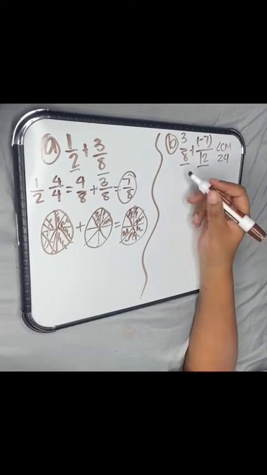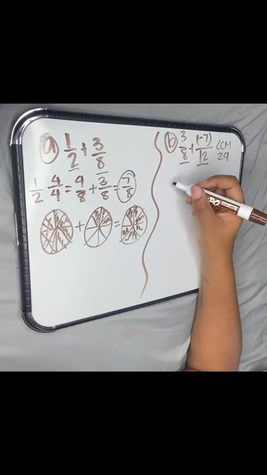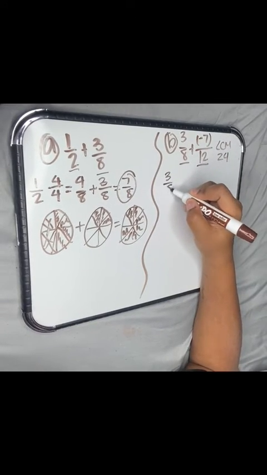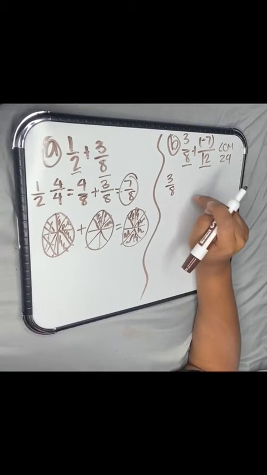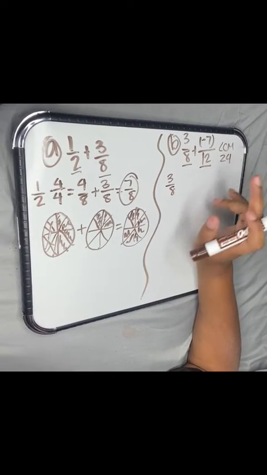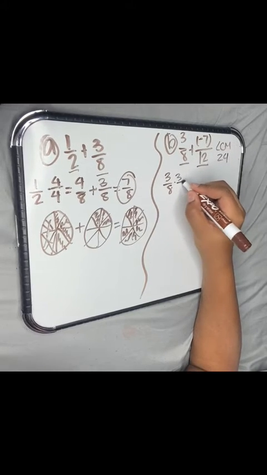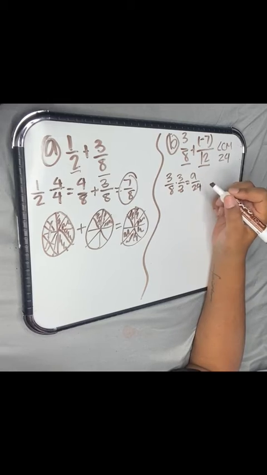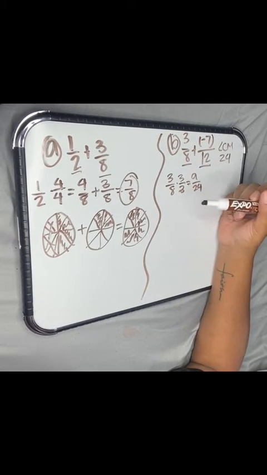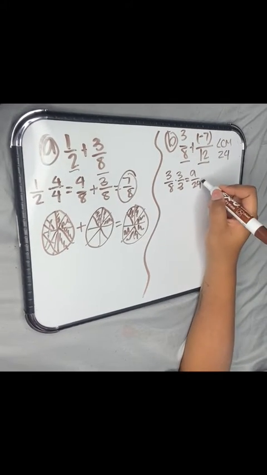So we have 3/8 and -7 over 12. So starting with 3/8, we're trying to get the denominator to be 24. So what times 8 equals 24? That will give us 3. So we're multiplying 3 over 3, which gives us 9/24. And don't forget, whatever you do to the bottom, you have to do to the top. So we have the denominator of 24 here.